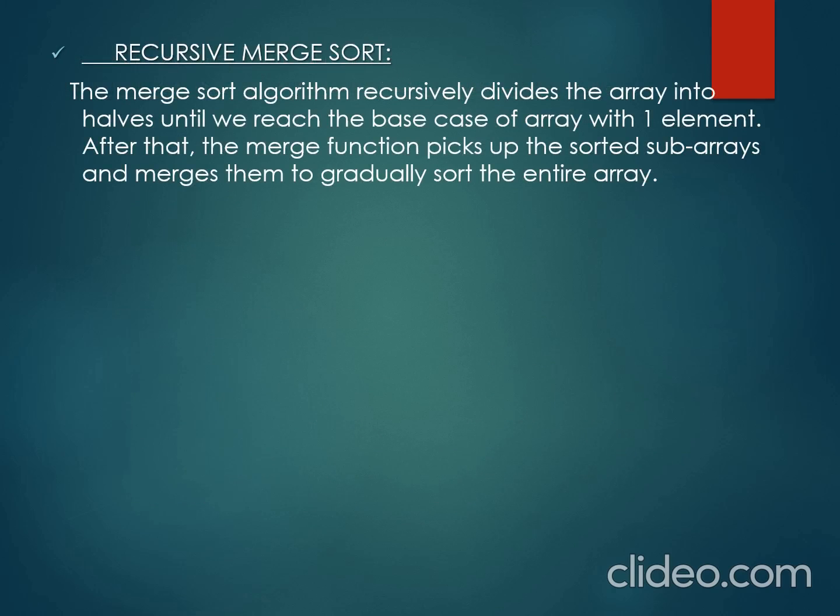Coming to recursive merge sort, the algorithm recursively divides the array into halves until we reach the base case of an array with one element. After that, the merge function picks up the sorted subarrays and merges them to gradually sort the entire array.